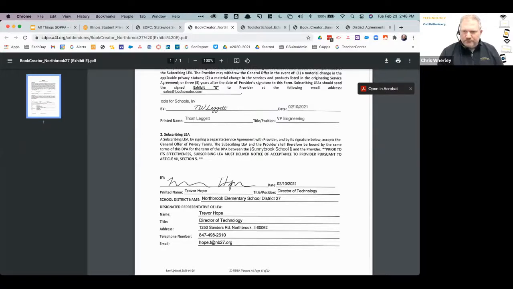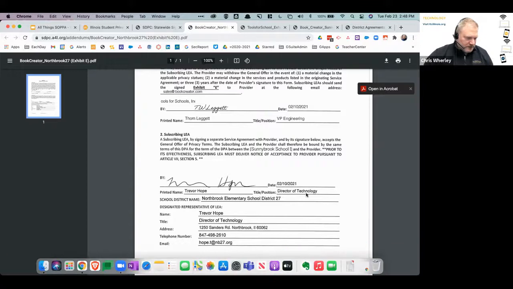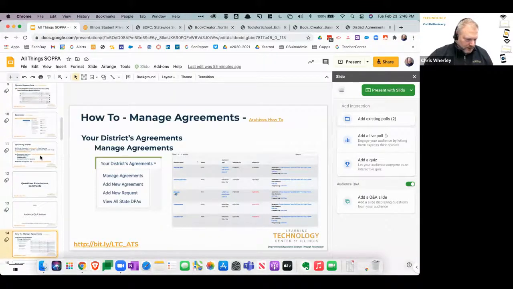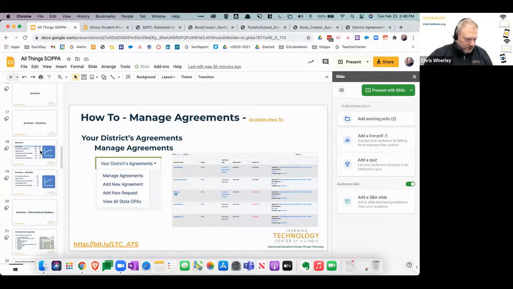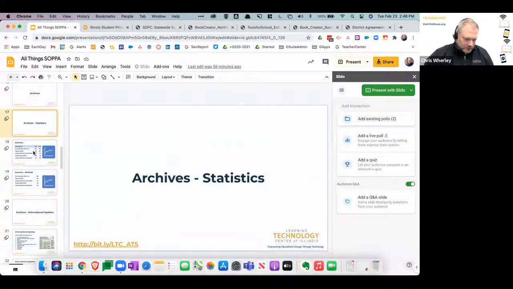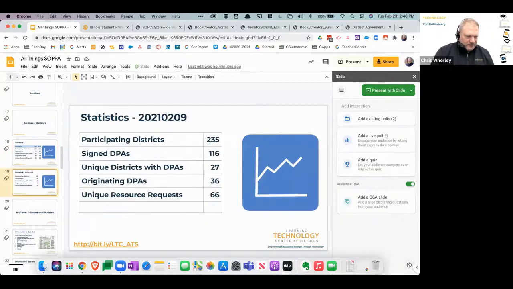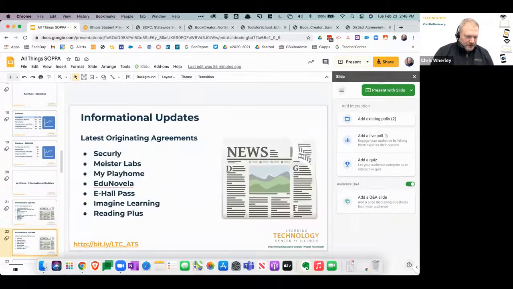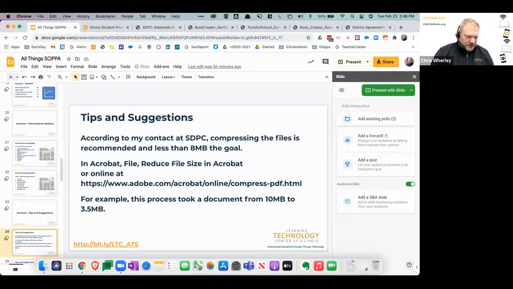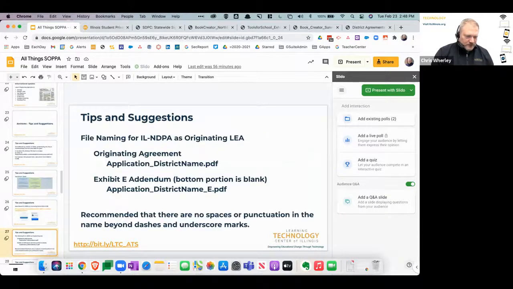Again, I'll make sure I get this uploaded to YouTube for future reference. The slide deck is just a continuous slide deck from previous weeks, so there should be archives in there as well to see. Let me get back over to that screen. If I look at all things SOPPA and scroll down through here, we've got archives for the statistics, archives for the informational updates, tips and suggestions. So it goes through and talks about all those different things.